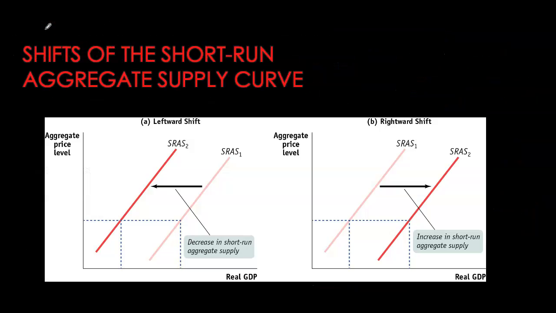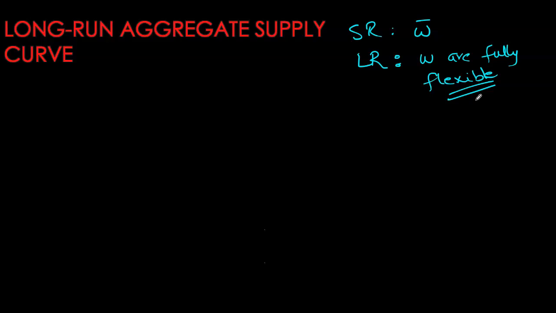Remember, a shift is always when something other than your aggregate price level is causing our production to change, whereas a movement along the curve would be when the aggregate price level itself is higher or lower. Remember, we made this distinction between short-run aggregate supply and long-run aggregate supply. And in the short run, our assumption was that wages are sticky. For the long-run aggregate supply, we are now going to assume wages are fully flexible. Wages now have enough time to respond to labor market shortages or labor market surpluses. If there is high unemployment, wages are going to go down.